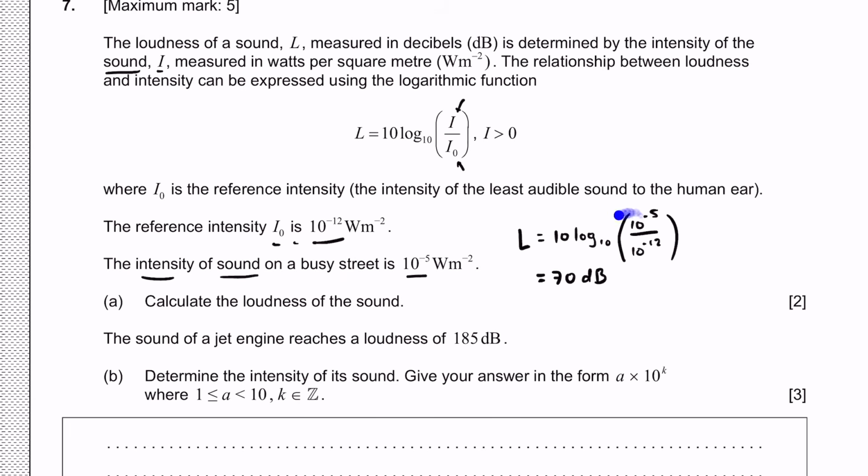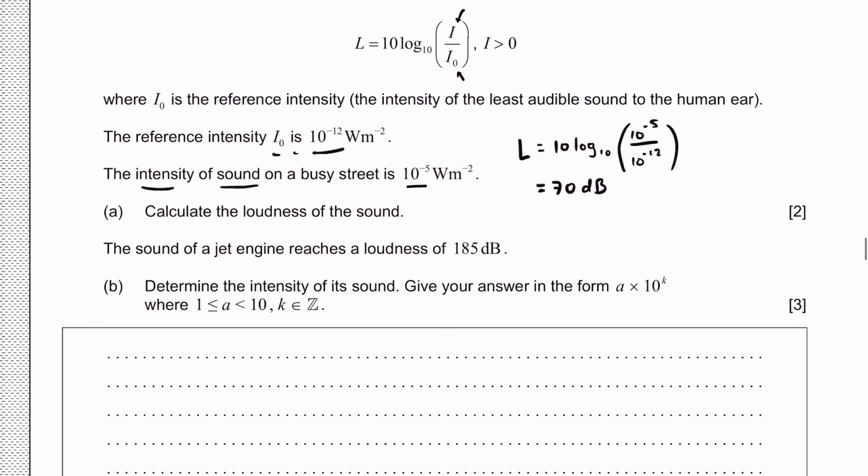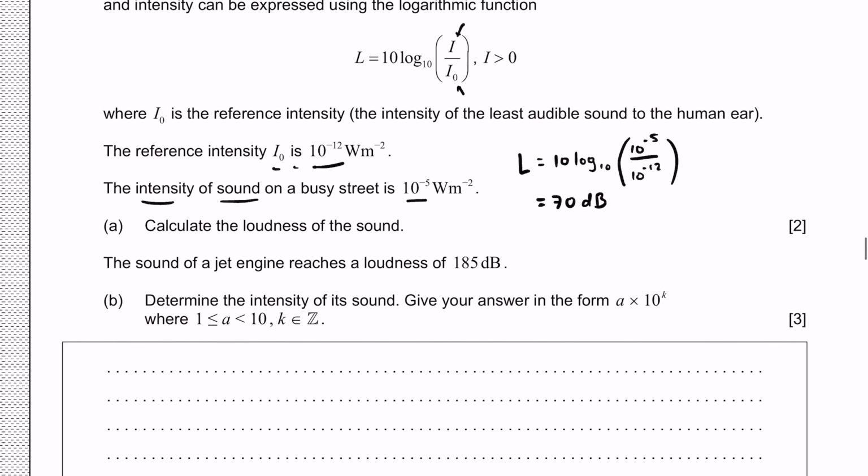Here they gave us inputs and they asked us to find the output. Here they're giving us an output. They're telling us what L is, and we need to find this value of I, the intensity. Okay, so let's go and work that out. Let's put in what we know using this function right here.